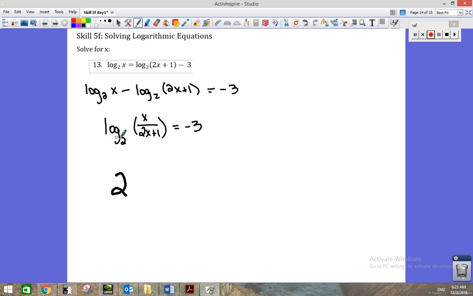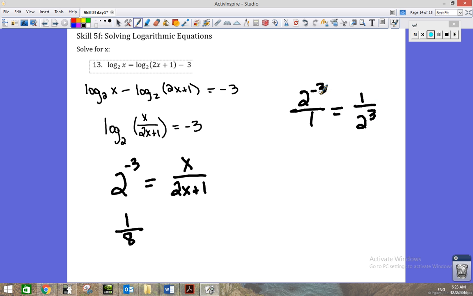The base is 2, the logarithm equals an exponent, and that's equal to this argument, x over 2x plus 1. Since I have a negative exponent, I'll evaluate and simplify 2 to the negative 3 as 1 over 8, because 2 to the negative 3 becomes 2 to the positive 3. A negative exponent never makes your answer negative. It just changes the location of the base within this fraction. So 2 raised to the negative third power is 1/8, and that's x over 2x plus 1.